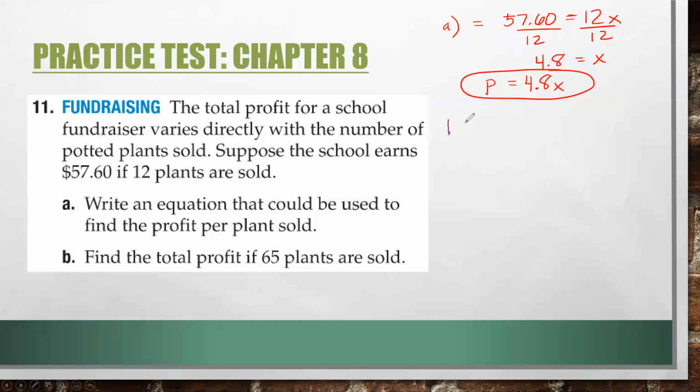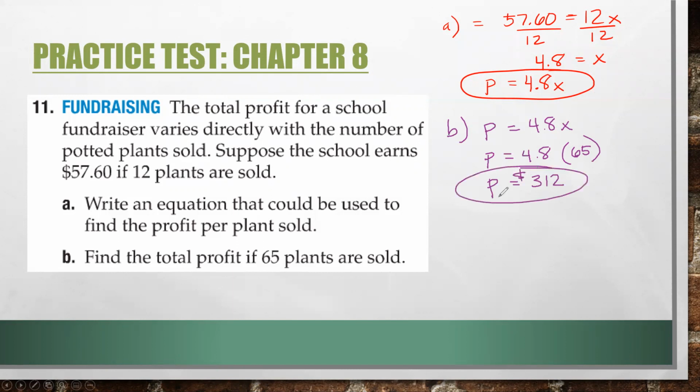And then for part B, find the total profit if 65 plants are sold. So again, we have our equation, 4.8 times x, x being the number of plants sold. So we have profit is equal to 4.8, asking about 65 plants. So when you multiply that out, it ends up being 312, and we're talking about money, so it's $312. Okay? All right.